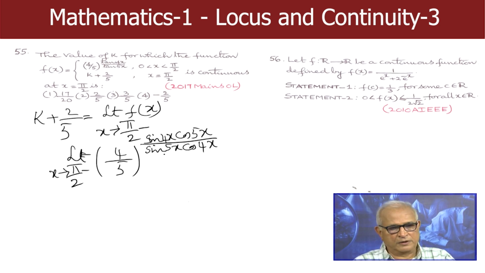sin 5 pi by 2 is same as sin pi by 2, sin 5 pi by 2 is sin 2 pi plus pi by 2, that is sin pi by 2, 1. cos 4x, the limit is cos 2 pi, 4 times pi by 2 is 2 pi, cos 2 pi is 1. So this has the limit 1.